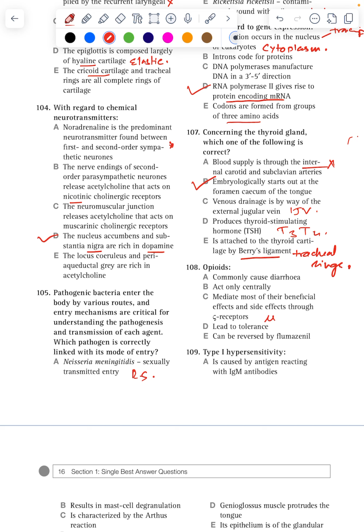It is therefore unlikely that we will ever be able to develop a synthetic opioid agent that has the analgesic properties of other opioids without their unpleasant side effects. Opioids induce side effects through both excitatory and inhibitory mechanisms. What are the excitatory effects? They cause pinpoint pupils, a direct effect of opioids on the Edinger-Westphal nucleus, and commonly cause nausea and vomiting. So it is not diarrhea, nausea and vomiting are there. They act both centrally and peripherally, mediated mostly through mu receptors, and lead to tolerance.